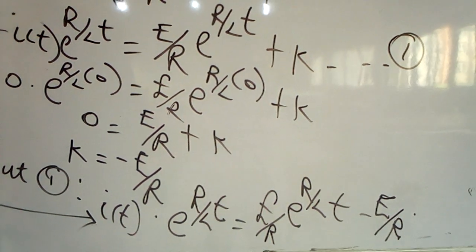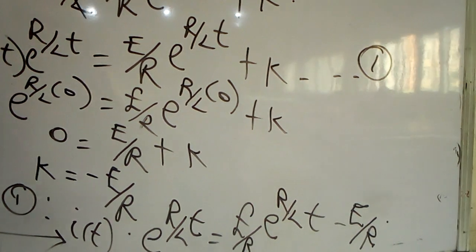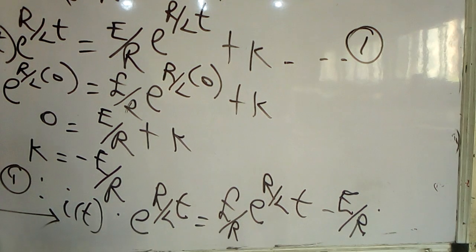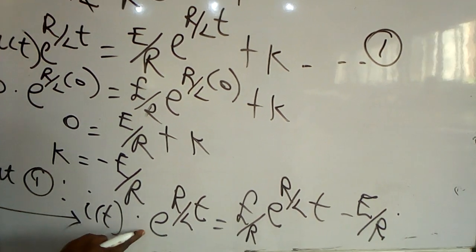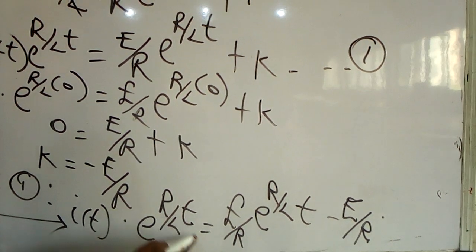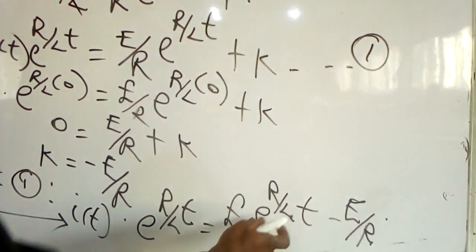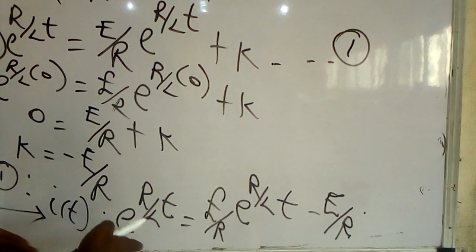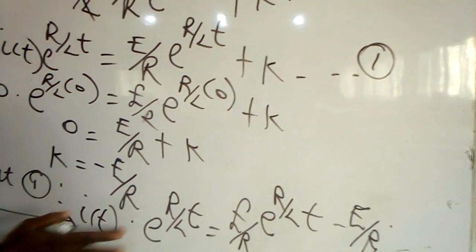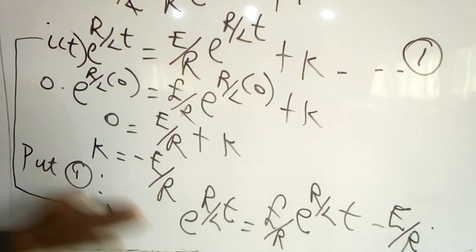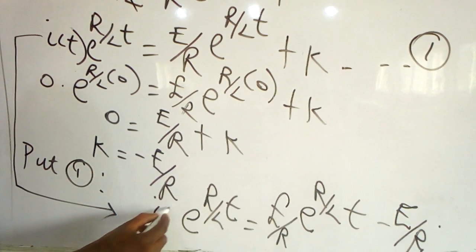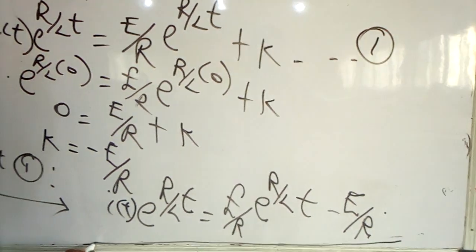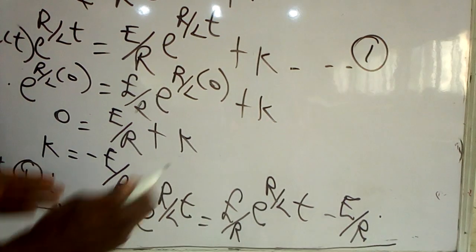So you can further the operation by perhaps collecting E over R as a factor. When it is collected as a factor, it gives you current multiplied by exponential R over L t equals E over R times exponential R over L t minus 1, all in bracket. Furthermore, you can leave it this way. You could also remove the multiplication sign and make it a closed multiple, as I is a function of time. You can expand the expression here or factorize here as your final state.